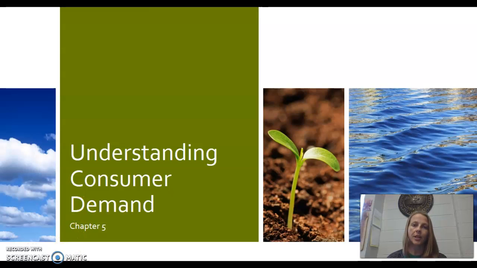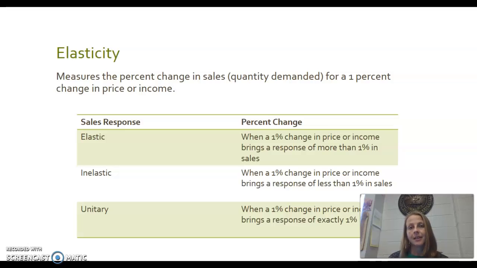So, in continuing our conversation about Chapter 5 and consumer demand, we want to look at the concept of elasticity. Elasticity is a measure of the percent change in sales for every 1% change in price or income. So, if you'll take a look at the chart here, if you have a 1% change in income or price that makes sales change by more than 1%, you have an elastic product. If you have a 1% change in price or income that results in a less than 1% change in sales, you have an inelastic product.